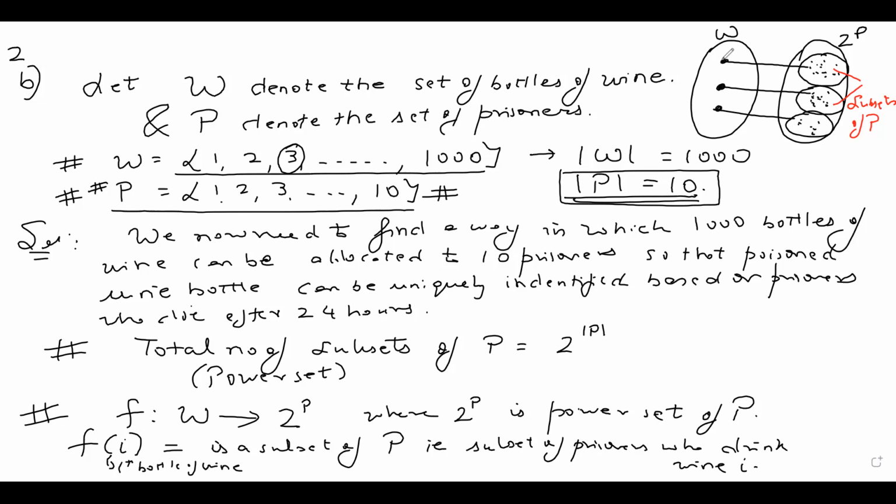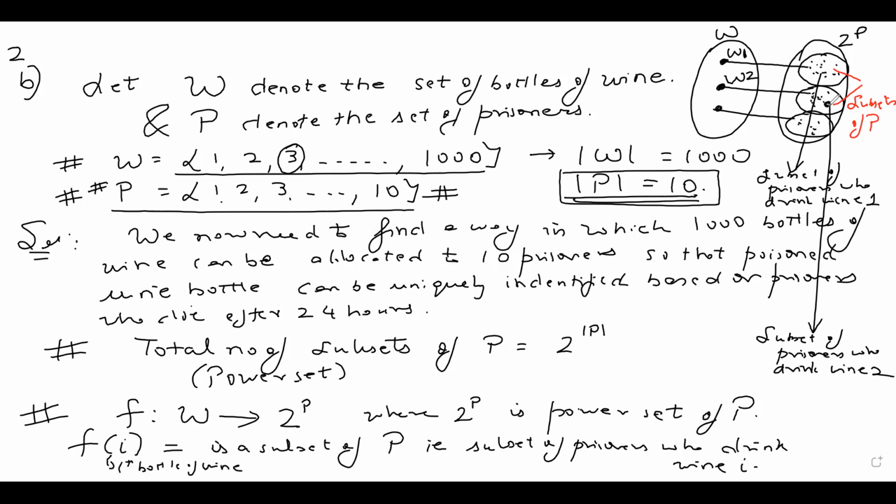So suppose I say, guys, this is wine 1. Then this will denote what? Subset of the prisoners who drink wine 1. Similarly, this is wine 2. So what will this denote? This will denote the subset of the prisoners who drink wine 2.